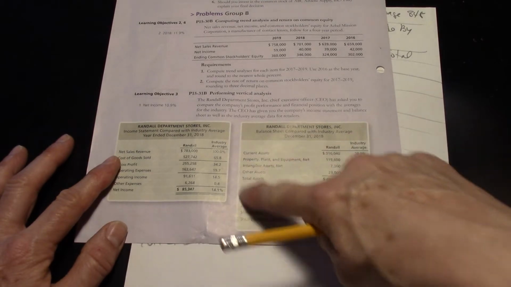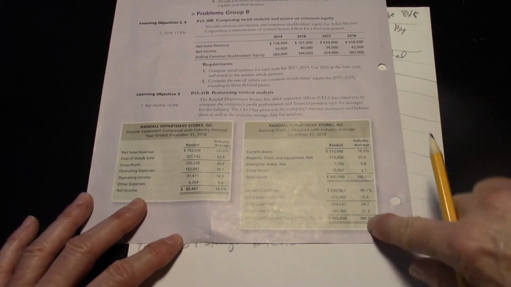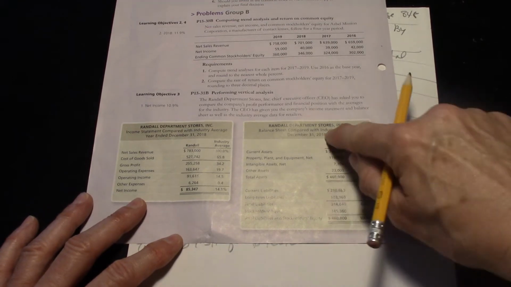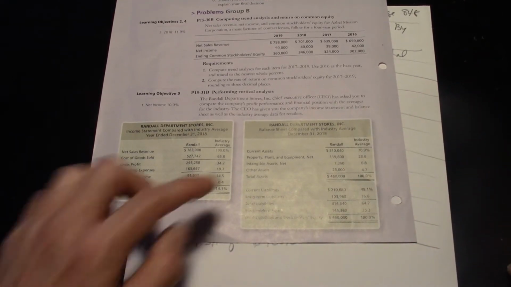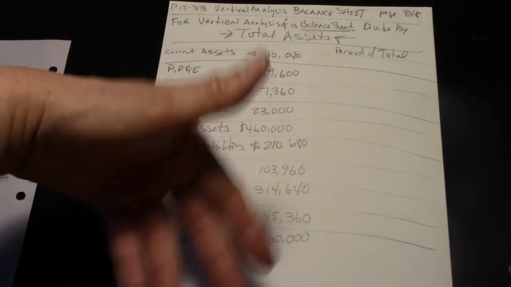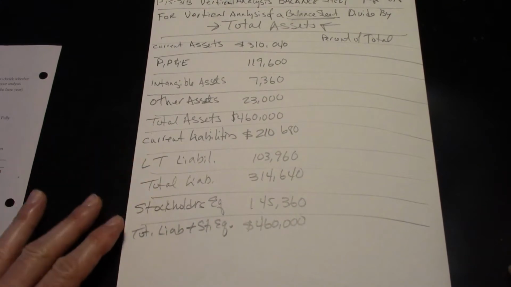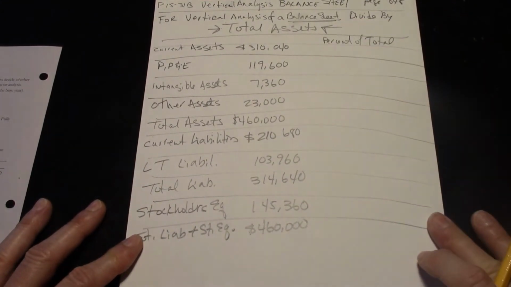And what we have here is a summary balance sheet, I would call it. And of course we have the industry averages here and the figures from Randall Department Store's balance sheet are here. Alright, so I've gone ahead and set those numbers up in here, just like you'll have on your exam. You'll just have a column that you fill in.